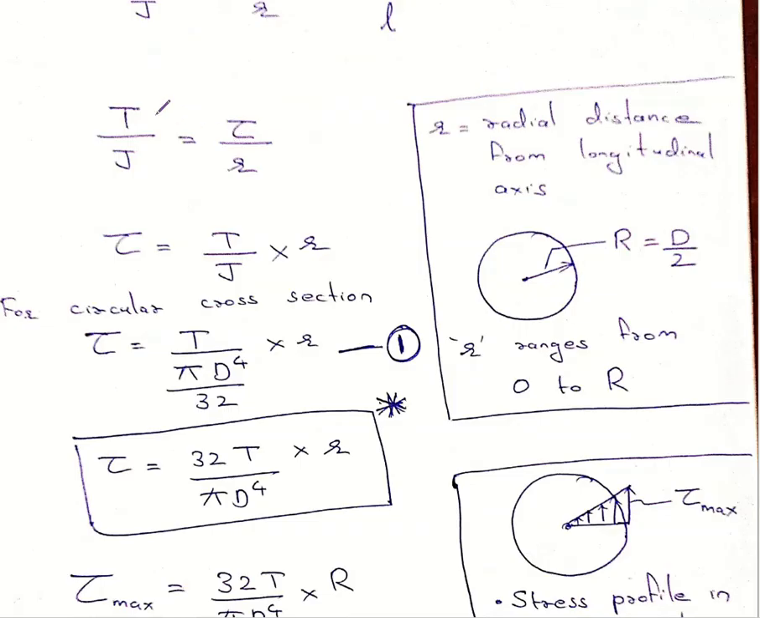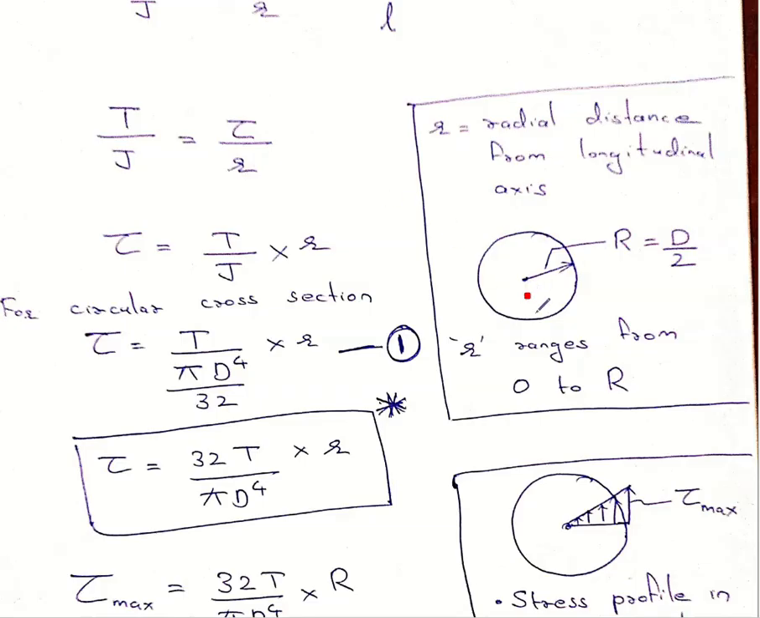Now, T by J is equal to tau by R. T we already know is the twisting moment, J is the polar moment of inertia, and tau is the shear stress developed at a radial distance of R from the longitudinal axis. R is a radial distance from the longitudinal axis. So if we need to find the stress at this point, we have to measure the radial distance of this point from this end, and once you put it in this equation, you will get the stress at this point.